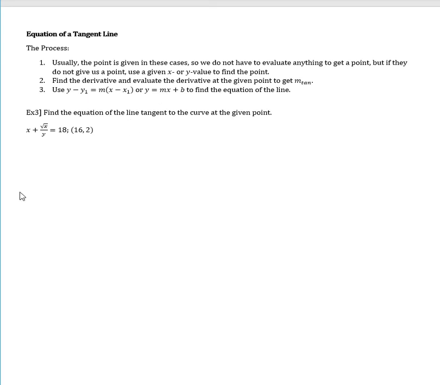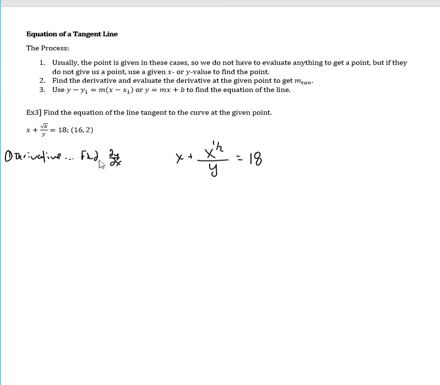So the process that we usually do, step one, is let's go ahead and get the derivative. So that means we need to find dy/dx. Our equation is x plus, let's rewrite that as x to the 1/2 over y equals 18.